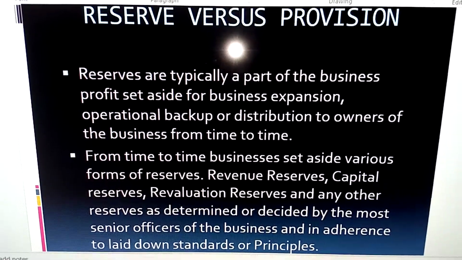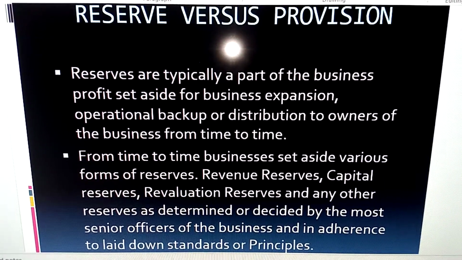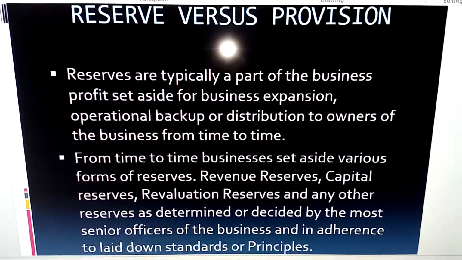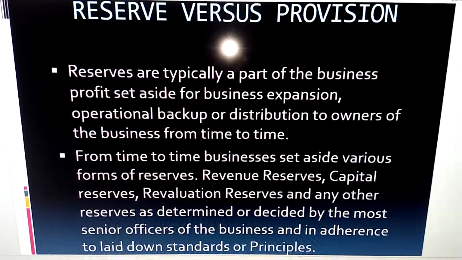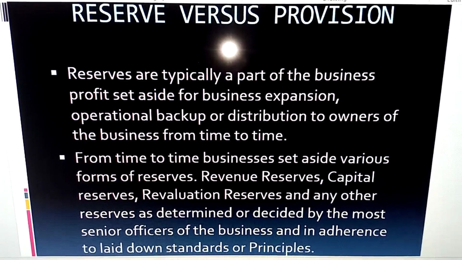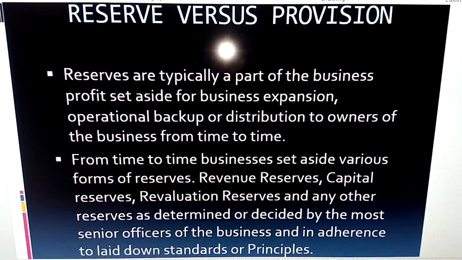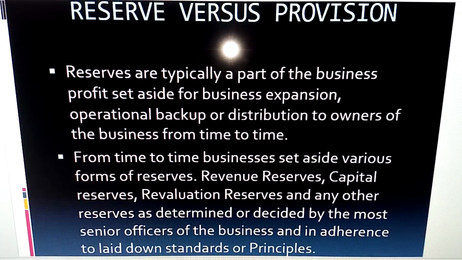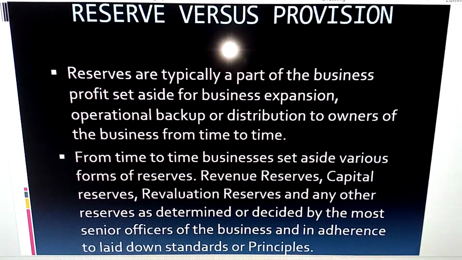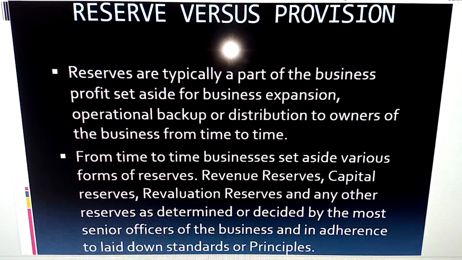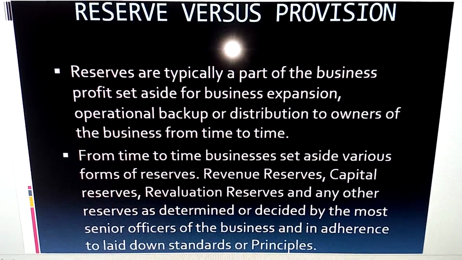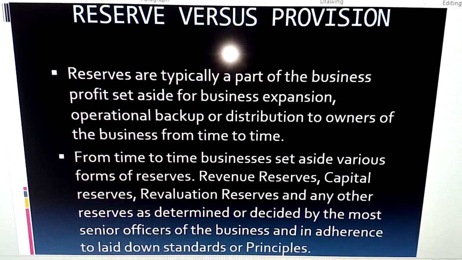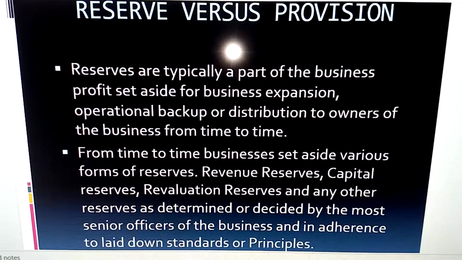We have explained provisions as taking part of accounting items to cushion effect on the business activities. Now, part of your profit can also be reserved or set aside for various purposes: business expansion, operational backup, distribution to owners, and whatever reserve name you want to call it, based on what you want to use it for. So when you take part of your profit and keep it somewhere for future use, which can be for reasons as decided by top management or by the business, you are making a reserve.